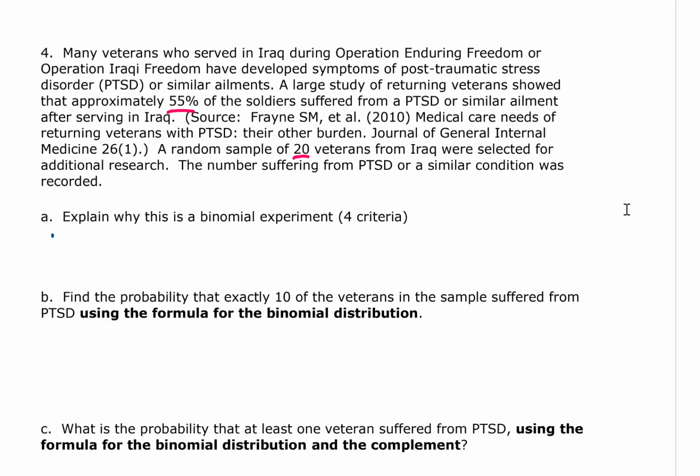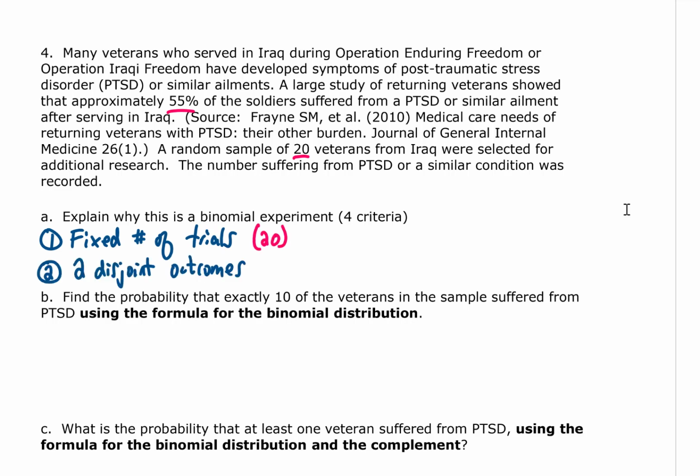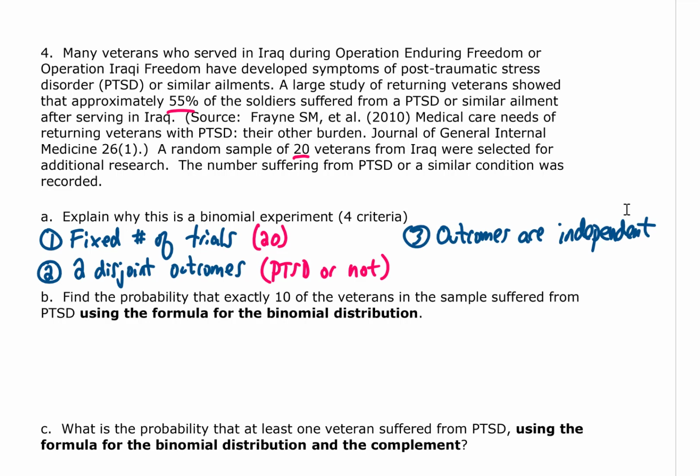Our 4 criteria are: we need a fixed number of trials. In this case, the number of trials is going to be 20. We need 2 disjoint outcomes, and the outcomes are going to be either the soldier has PTSD or they don't. The outcomes have to be independent of one another, so whether one soldier has PTSD or doesn't shouldn't impact whether the next one does. And throughout the experiment, the probabilities can't change. We're going to assume a 55% probability of a soldier suffering from PTSD, so we're going to say that the probabilities don't change throughout the experiment.